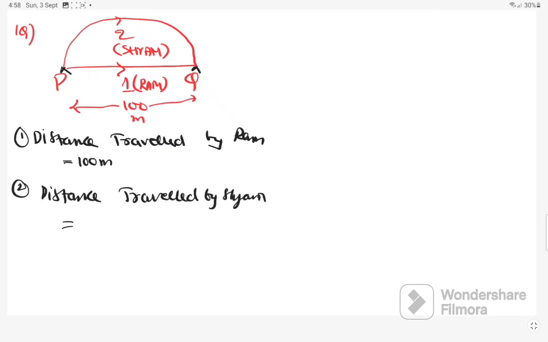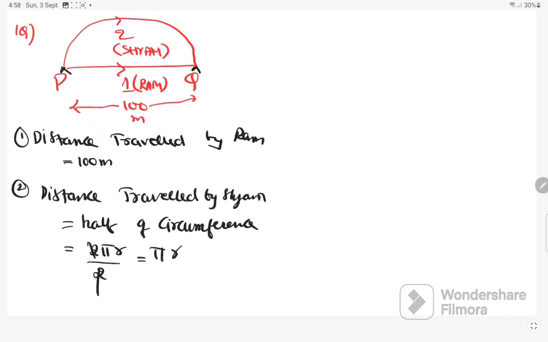You know, the distance of a semicircle is nothing but half of the circumference. So what is the circumference? The distance traveled by Sham will be half of the circumference. What is circumference? 2 pi r. Half of this will be 2 divided by 2, that means 2 and 2 cancel. So the distance traveled by Sham will be pi r. And pi you keep as it is, radius we need to know. This is nothing but the radius, right?